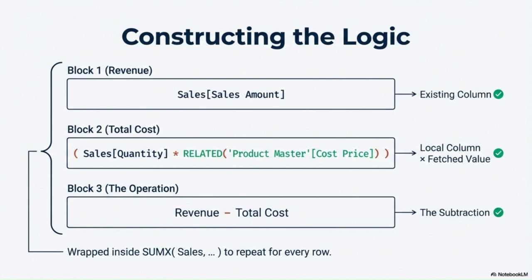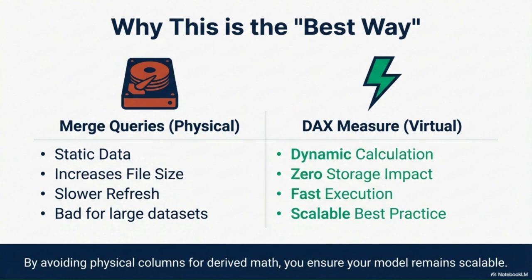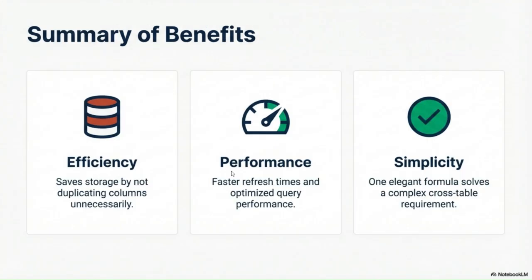The logic is built in three steps: revenue equals sales amount, cost equals quantity times cost price, and profit equals revenue minus the cost. All of this runs inside SUMX, so each row is handled correctly. This will be our final DAX formula. Compared to merging the tables, this is the best method because no data duplication is done, refresh is faster, the model size is smaller, performance is better, and it's industry best practice. Using RELATED gives us efficiency, better performance, and simplicity, as it has a clean data model and easy maintenance.